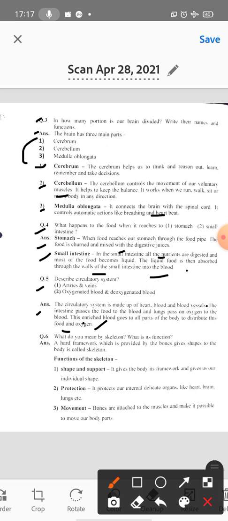Okay, so now question number 6. What do you mean by skeleton? What is its function? A hard framework which is provided by the bones and gives shape to the body is called skeleton.